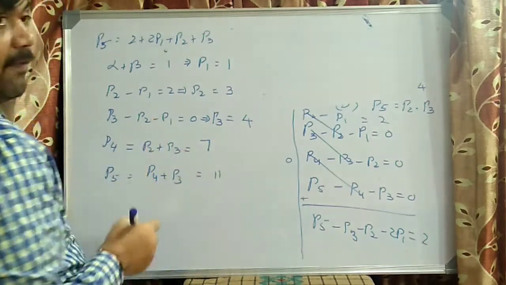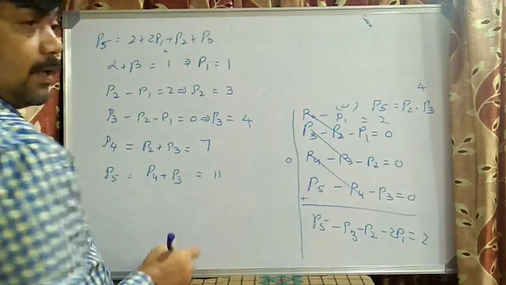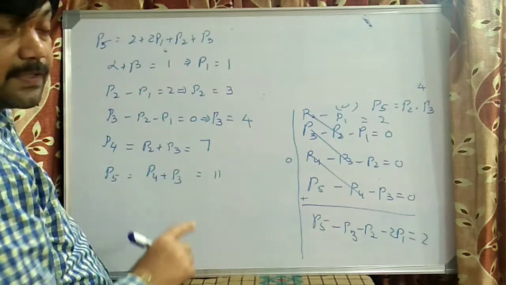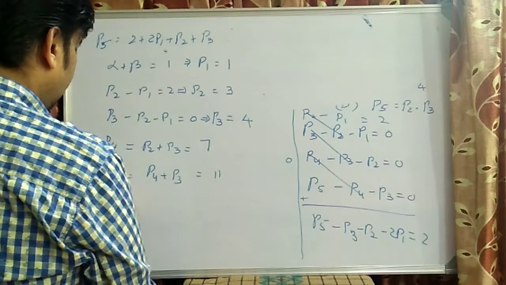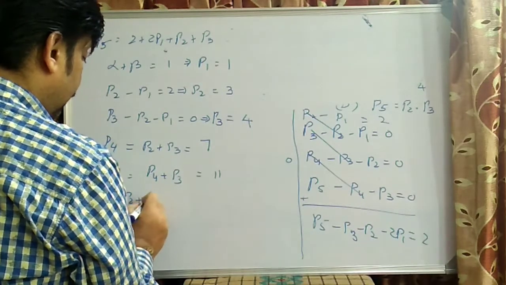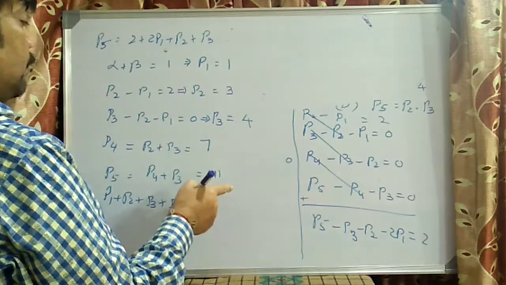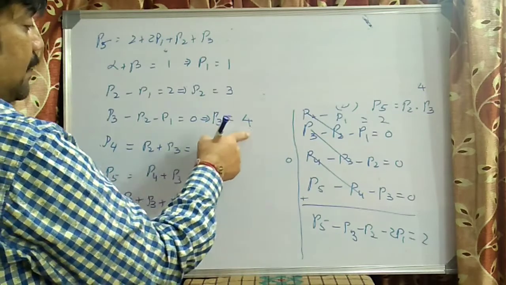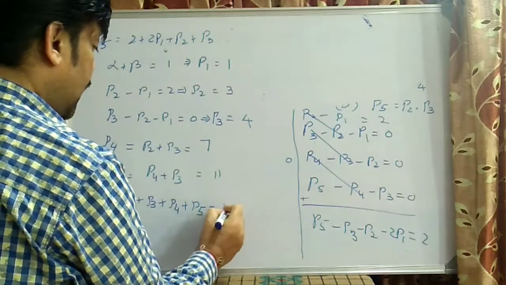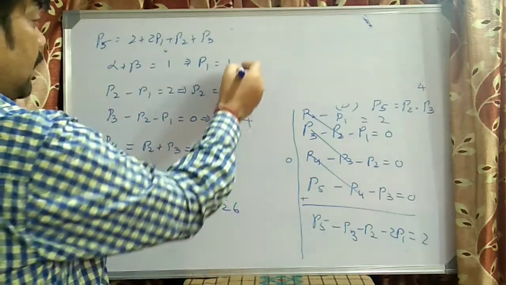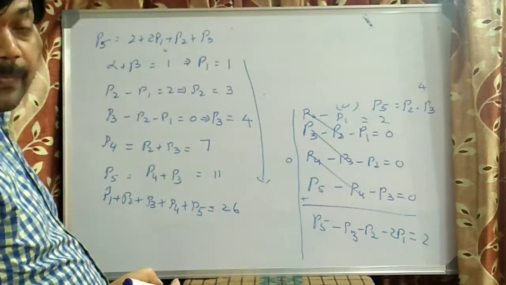4 plus 7, 11. Now according to the question, the very first option is P5 is equal to 11. This is given in the question, first option. So first option is correct. And then second option, P1 plus P2 plus P3 plus P4 plus P5 is equal to, so it is 11 plus 7, 18 plus 4, 22 plus 3, 25 plus 1, which is equal to 26. So adding all these, I get 26. So second option is also correct.